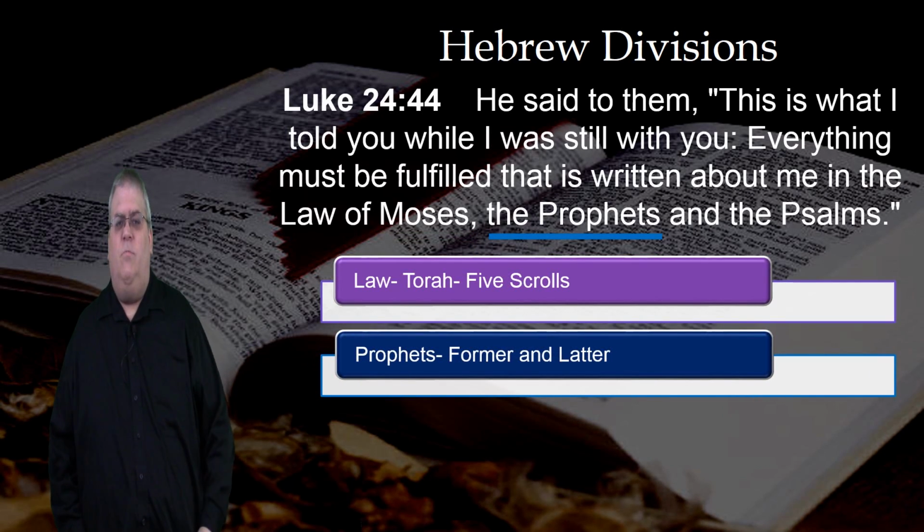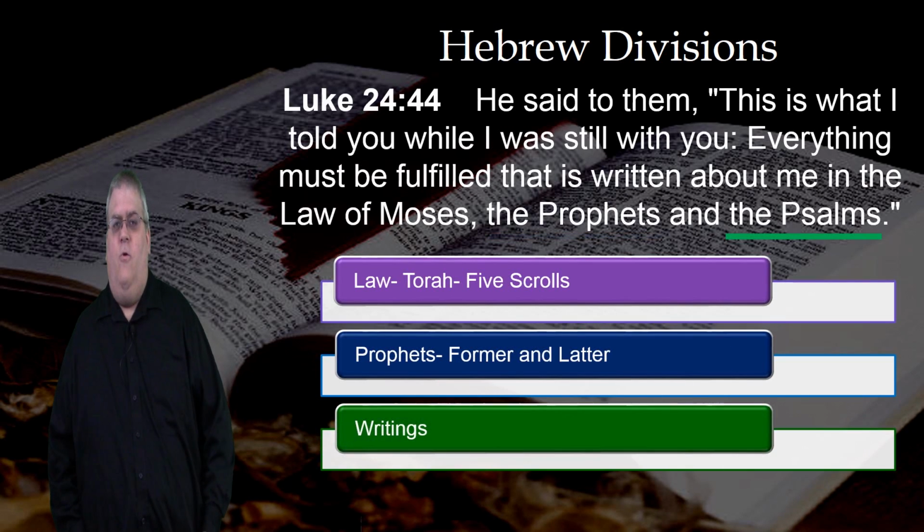In the Hebrew Old Testament, this group is divided into 2 subcategories. The first is the former prophets, which are all the history books like Joshua, Samuel, Kings, etc. And then the later prophets, which are the writing prophets like Isaiah, Jeremiah, Hosea, Amos, etc.